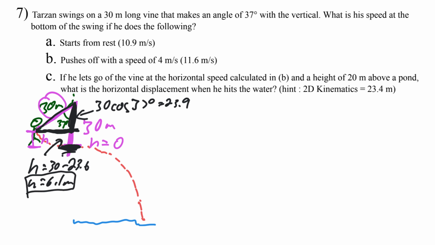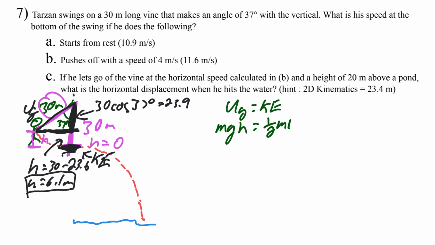We need that because he starts with potential energy, and then right here, he has kinetic energy. So when we do our calculation, this is just a pretty basic UG equals KE. We start with some mgh of that height we just calculated, and that's going to turn into kinetic energy. So we can cancel the masses. I guess I didn't even give the masses. It's a hint: if they don't give you the masses, you can probably assume that they're going to cancel out.